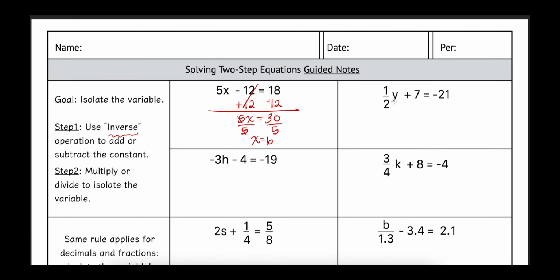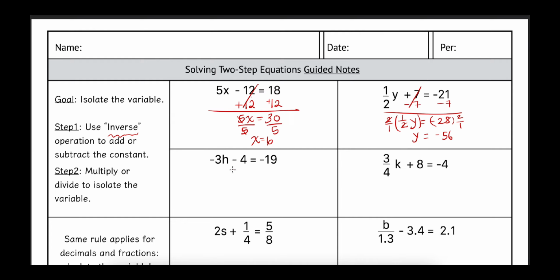Same idea here. The number 7 is farther from y, so we want to get rid of 7 first. So we subtract 7 from both sides. That simplifies to 1/2 y is equal to -28. Now think of how you can get rid of this 1/2. In order to get rid of 1/2, you would have to multiply by the inverse of that fraction. That way you can simplify to 1y, which is the same thing as just y. And that is equal to, you have to do the same on the other side, -56.